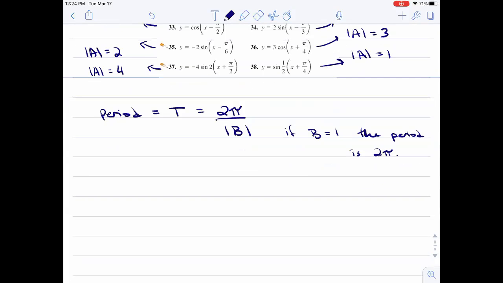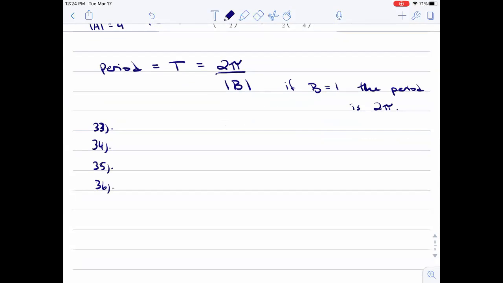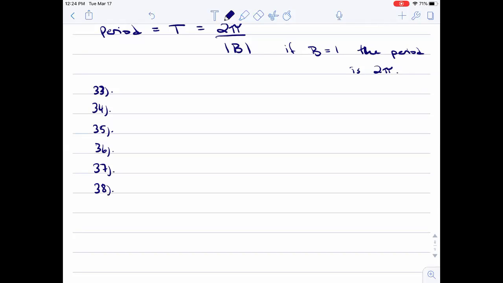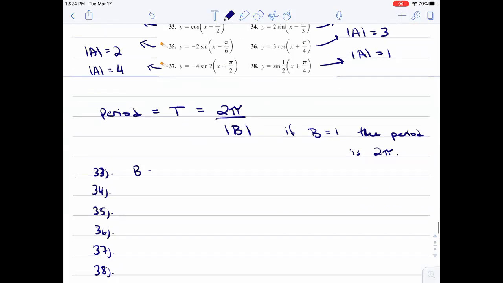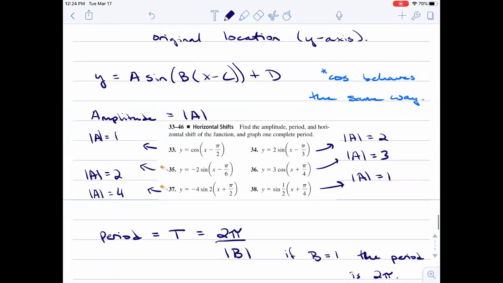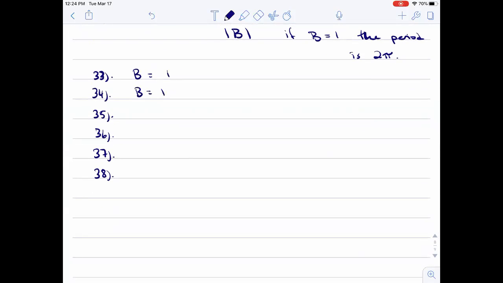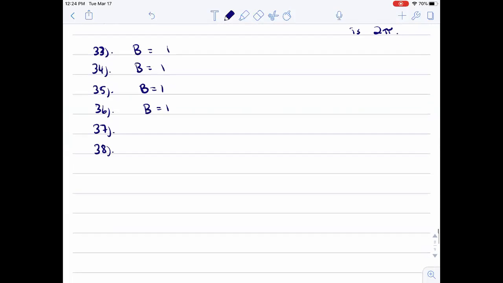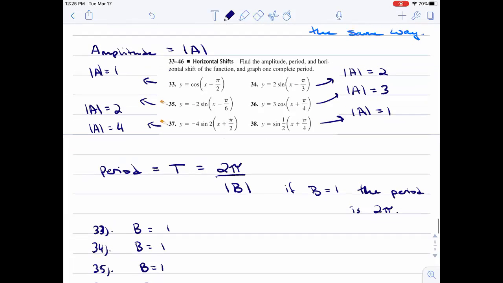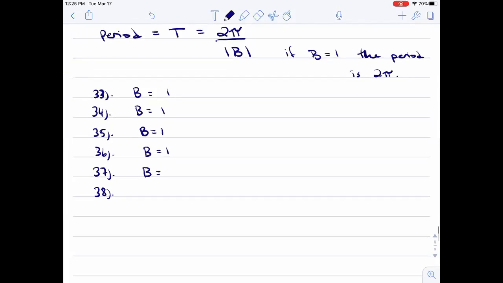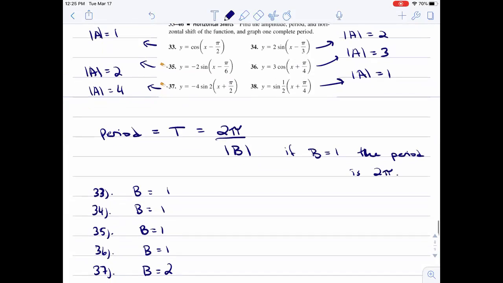So let's just have a look through each of these. So 33, 34, 35, 36, 37, and 38. B in 33 is just 1. Same thing with 34, same thing with 35, same thing with 36. Not for 37 and not for 38. So for all these, b is 1, b is 1, b is 1, b is 1. For 37, let's have a look. b is 2, and then for 38, b is 1/2.